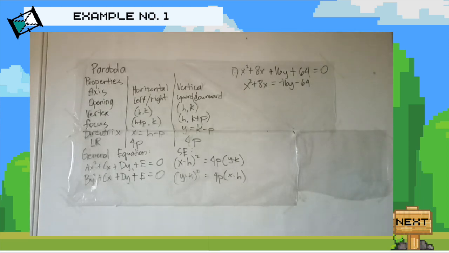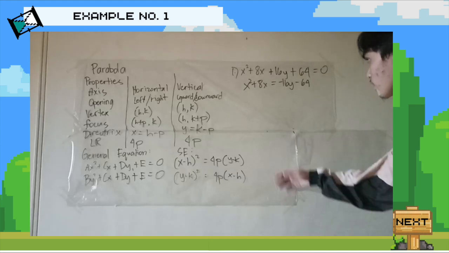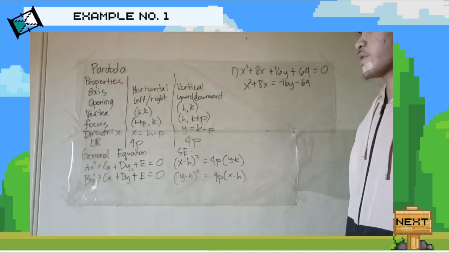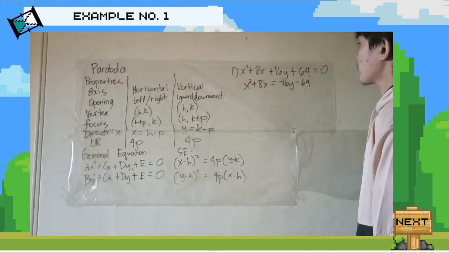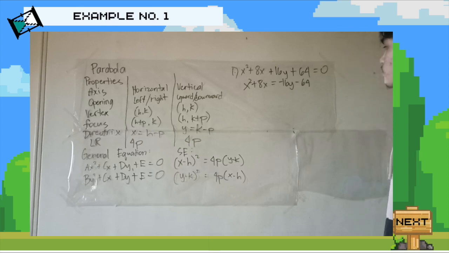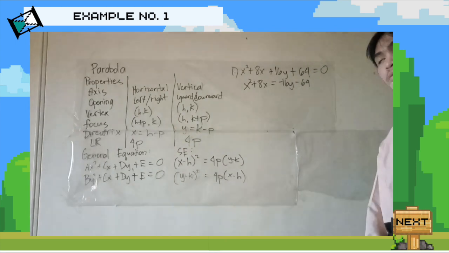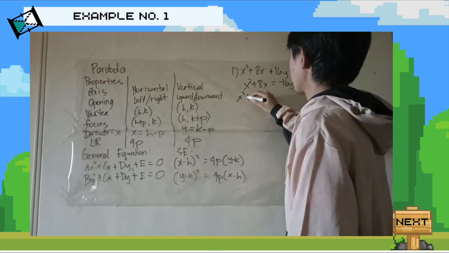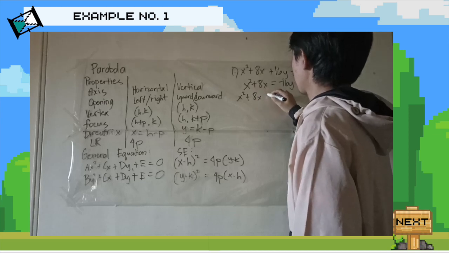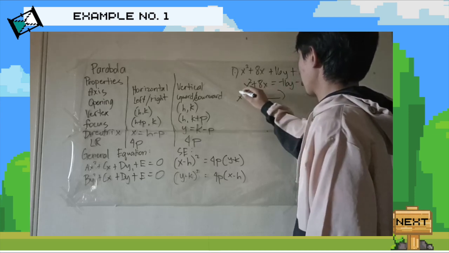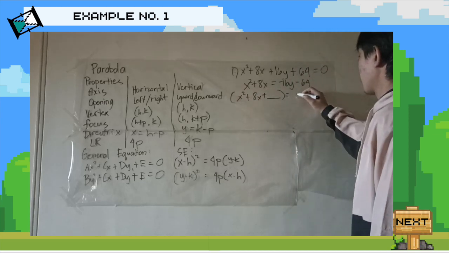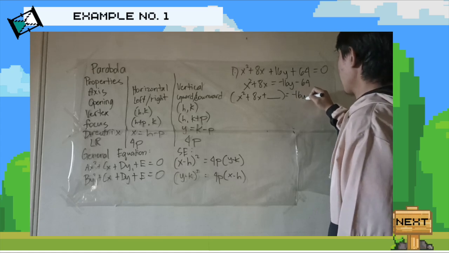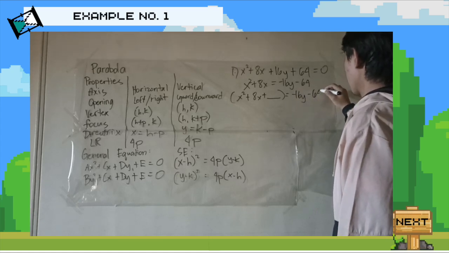Okay. So now that we have this, we should convert them into perfect square binomial. So x squared plus 8x plus blank, okay, parenthesis, and negative 16y minus 64 plus blank.